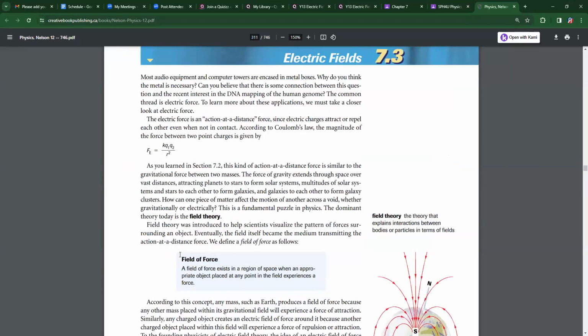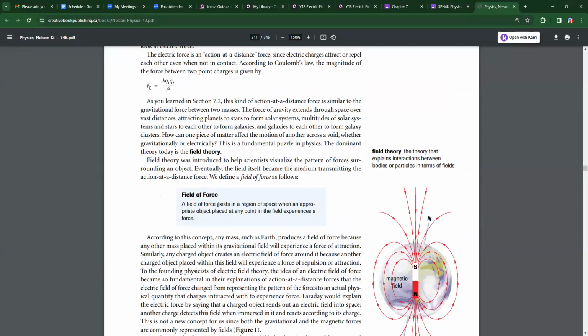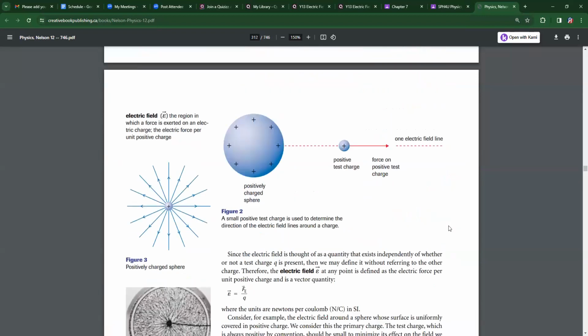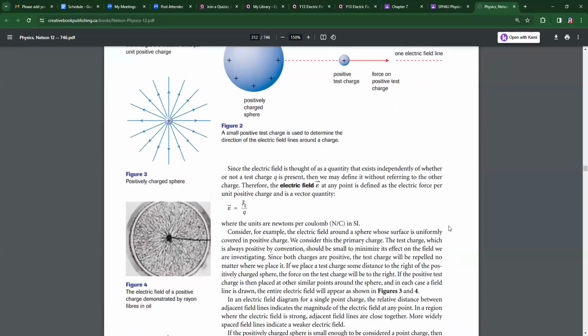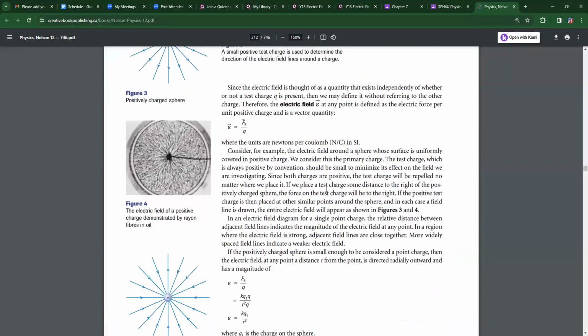Okay, now about electric fields. Between regions in space, a field of force exists. For the gravitational field, the field lines go out of north towards south, since Earth is a huge magnet. For electrical forces, like what you did last time, the electric field lines go out of positive towards negative.